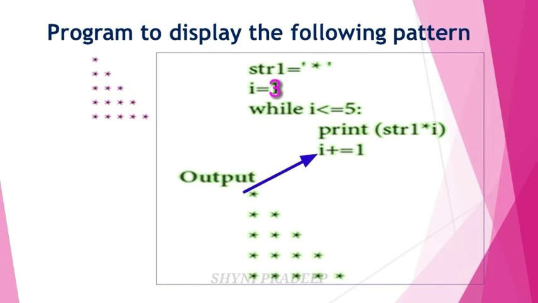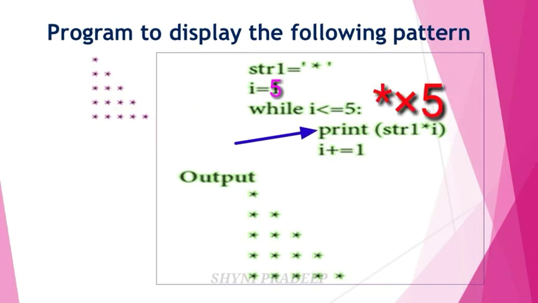And next again update the value. So this I becomes 4. So 4 less than or equal to 5. True. This condition also true. So you have to print this string for 4 times. Next again update the value. So this I becomes 5. So check the condition 5 is less than or equal to 5. 5 is equal to 5. So this condition is true. Then you have to print this string for 5 times. That means you have to print this multiplication operator for 5 times.